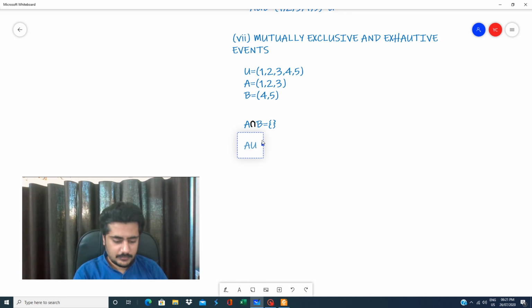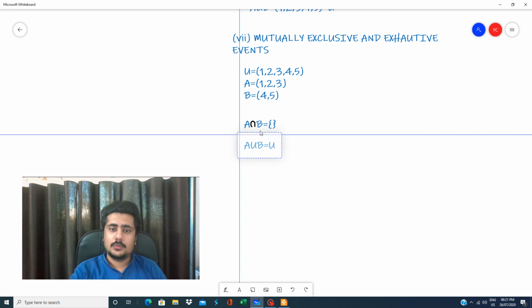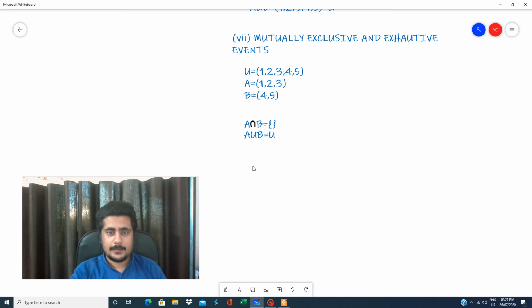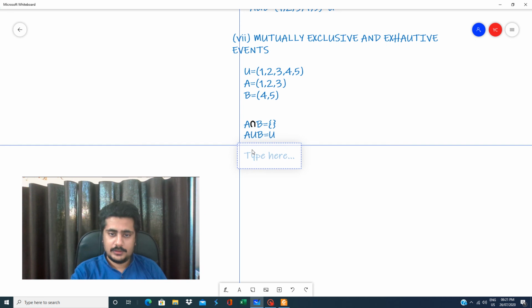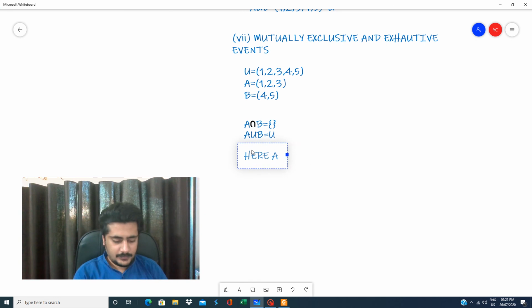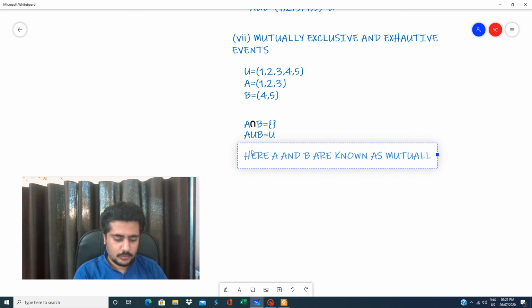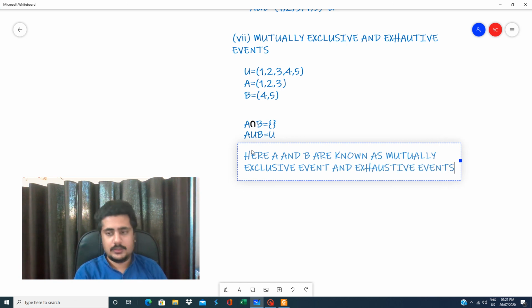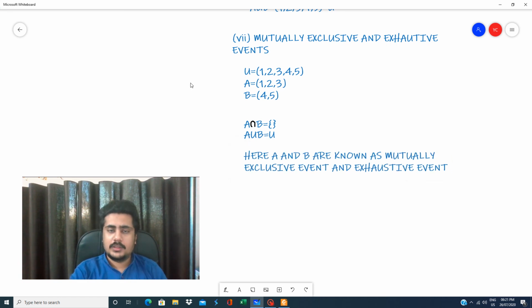and another, A union B is equal to U. You can see here A and B. If you do the union of A and B, it is 1, 2, 3, 4, 5, so it matches with U. If both the conditions are satisfied, then A and B are known as mutually exclusive and exhaustive events. You can see both the conditions are satisfied.